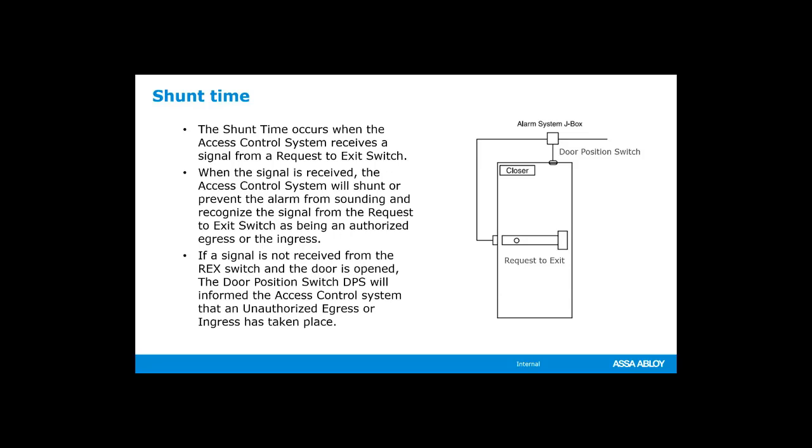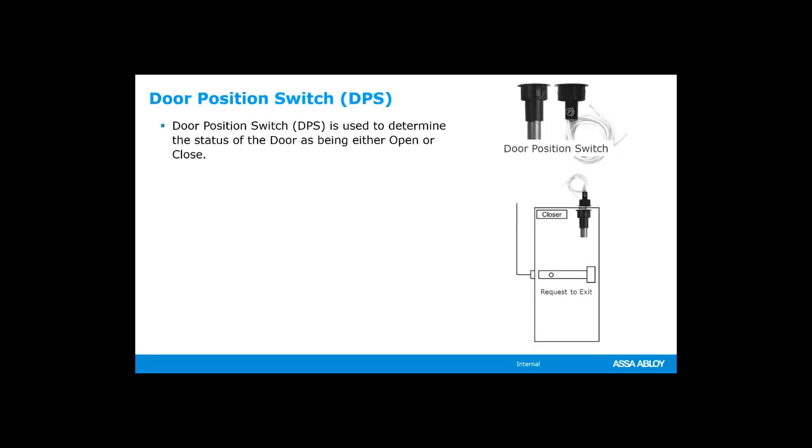If the signal is not received from the request to exit switch and the door is open, the door position switch, DPS, will inform the access control system that an unauthorized egress or ingress has taken place. For those of you who may not be familiar with it, a door position switch is used to determine the status of the door as either being opened or closed.